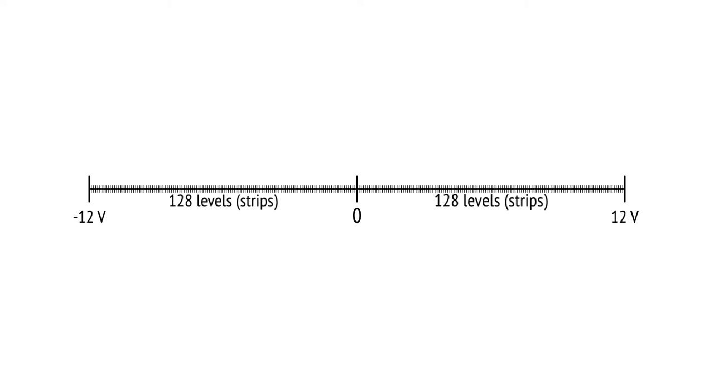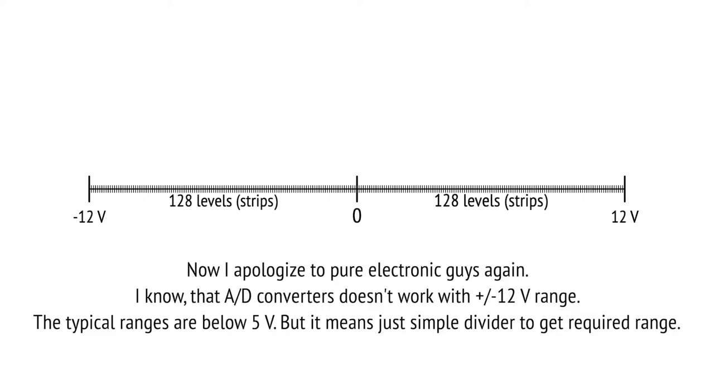If we return back to the 8-bit converter, then we have a range plus and minus 128 levels. Now I apologize again to pure electronic guys. I know that AD converters don't work with plus-minus 12 volts range. The typical ranges are below 5 volts. But it means using just a simple divider to get the required range.